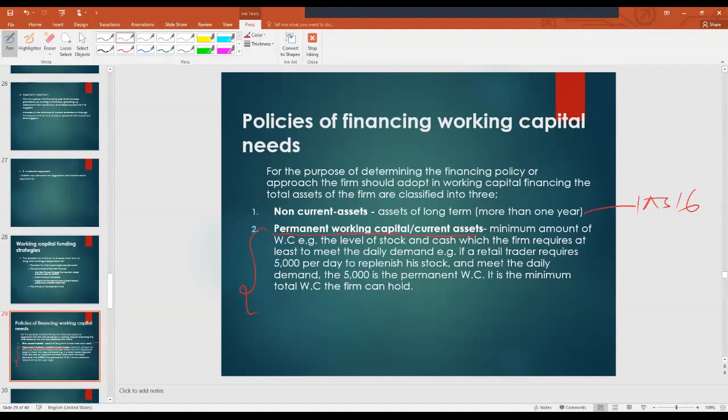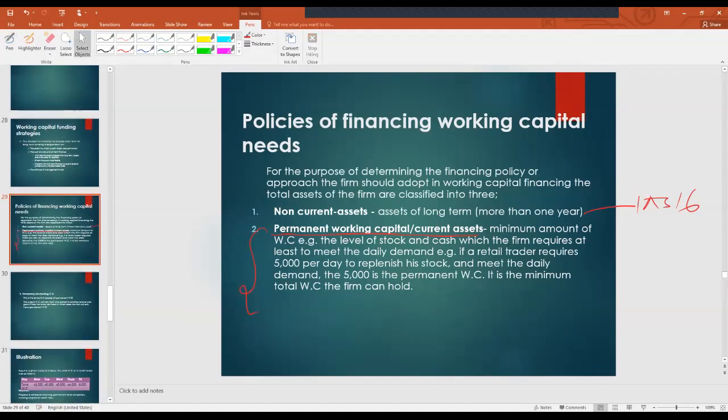Permanent working capital. I should have made the distinction better. Let me have the notes here. This is the wrong term to use here. This is called the permanent current assets. The term should be permanent current assets, or permanent working capital. That's what I meant right there. It can be a bit confusing. So permanent current assets are what is referred to as permanent working capital.